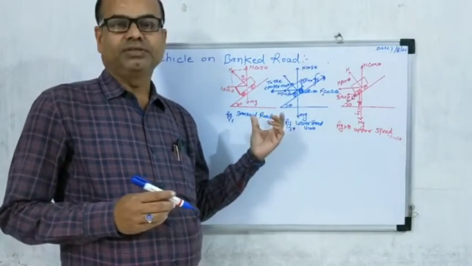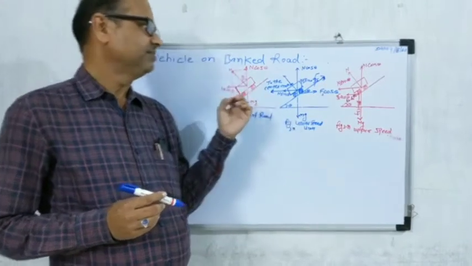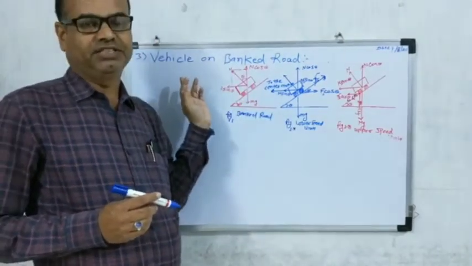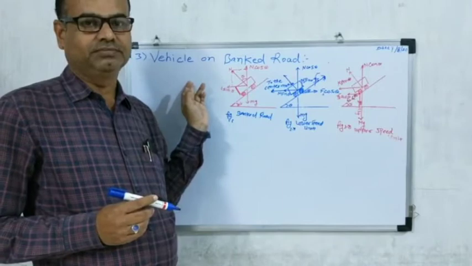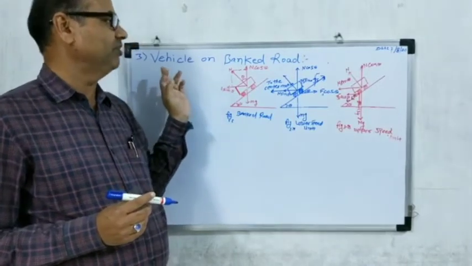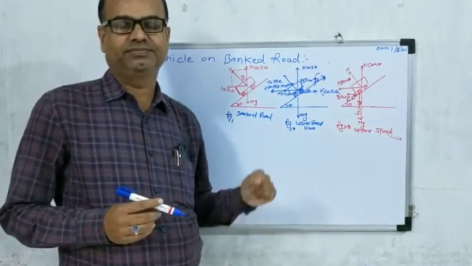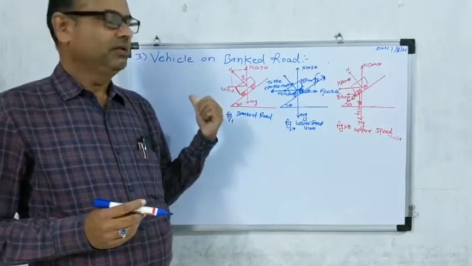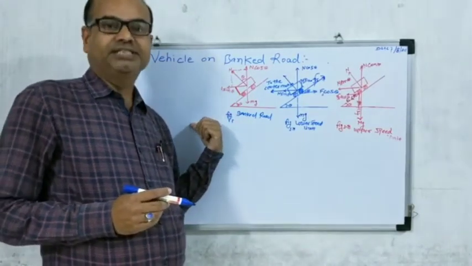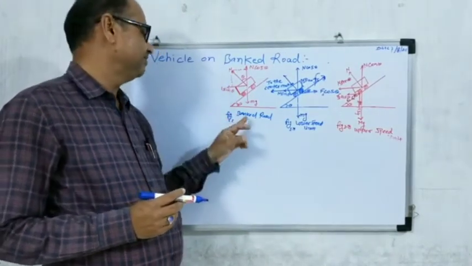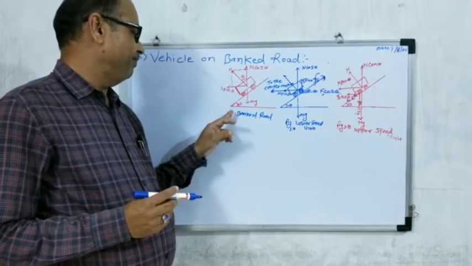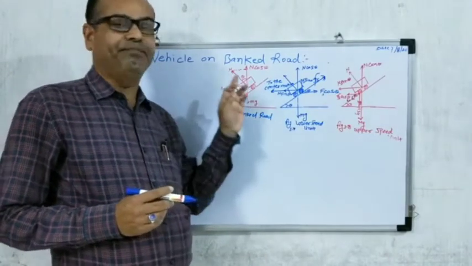The next topic will start with an application of UCM. That is the third application, a vehicle on a banked road. In the previous periods, we should study the vehicle on a banked road.